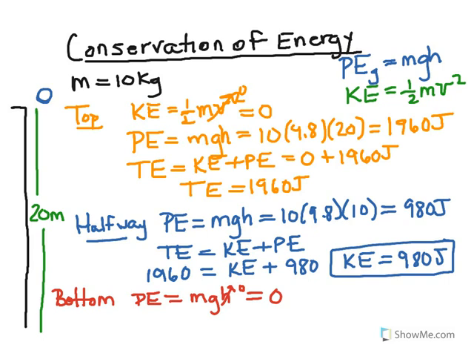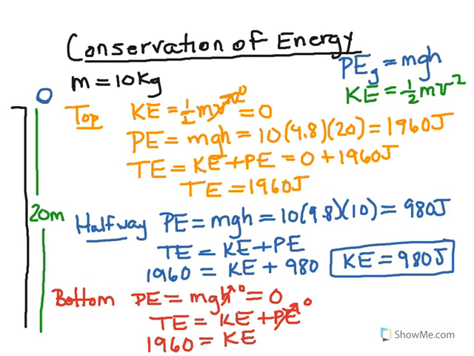Now we've got the problem with the kinetic energy, but since this relationship with total energy never changes, I know that the potential energy is 0. My total energy was 1,960. That means that's going to be my kinetic energy.